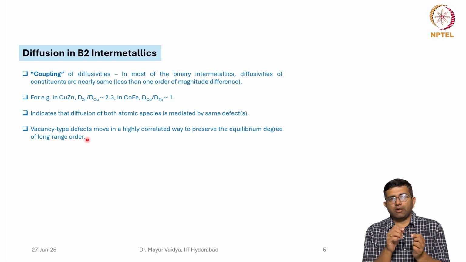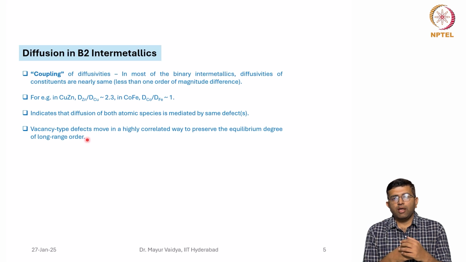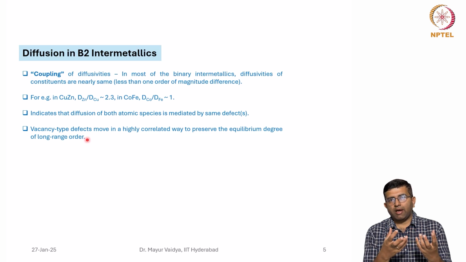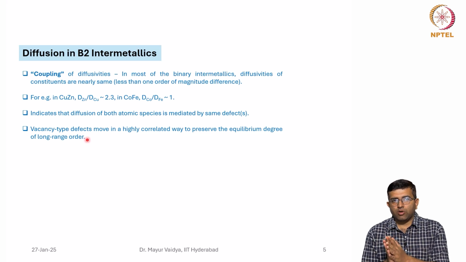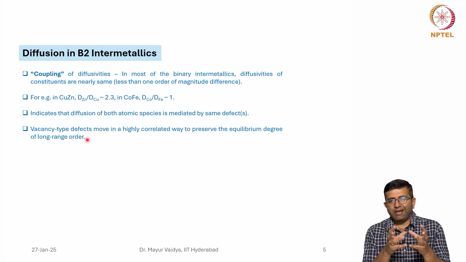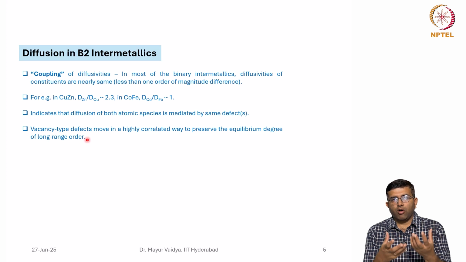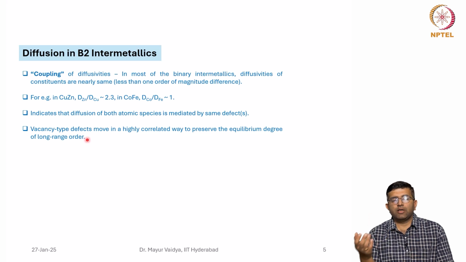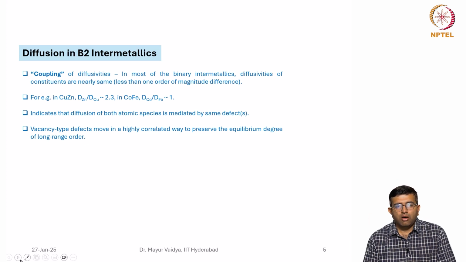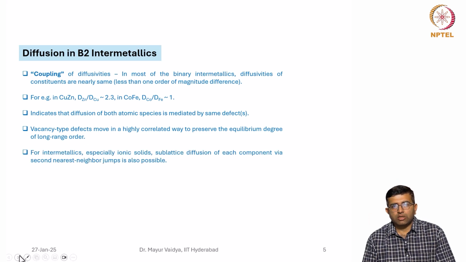That is why you will see very shortly that multiple jumps are required to ensure that the exchange of the atom and the vacancy, or the atom and the defect, happens in such a way as to preserve the long range order. And because of maintaining the long range order, it is often required that both atoms participate in these jump sequences, and hence you see the diffusivities of the constituents being very similar to each other.